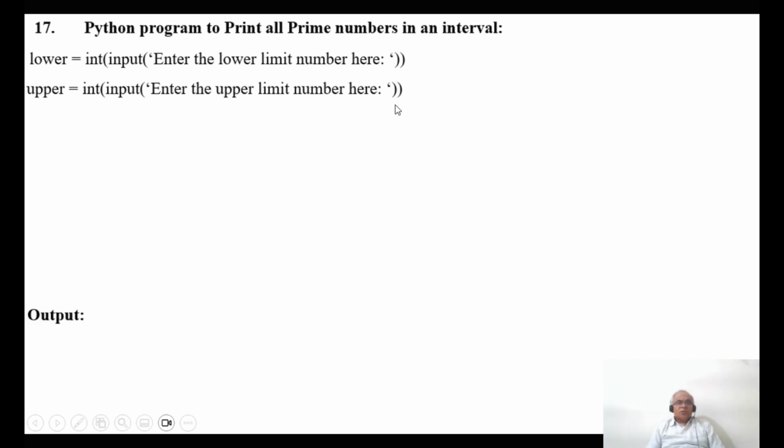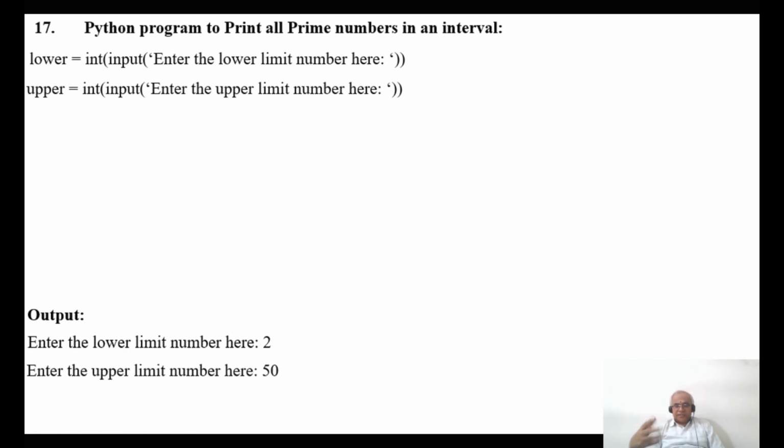So what is the output? The output asks to enter the lower limit number, which is 2, and the upper limit number, which is 50. Then, for num in range(lower, upper + 1), because I want to check the numbers from the entered number to the last number. What is the lower limit? The lower limit is 2. The upper limit is 50.